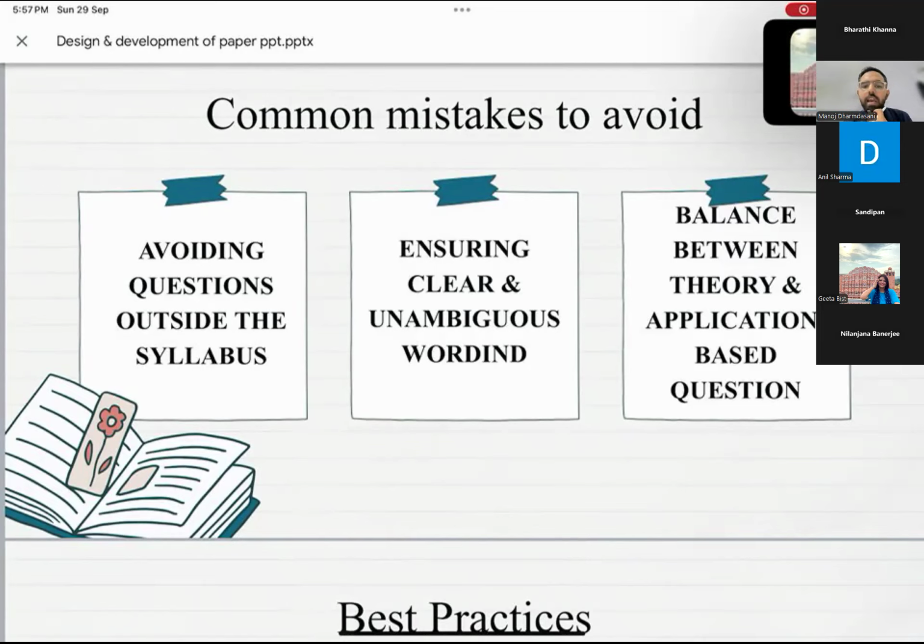Next, ensuring clear and unambiguous wording. This thing we used to tell students also in the 7th chapter, directing, when we talk about communication and semantic barriers: avoid technical jargon.